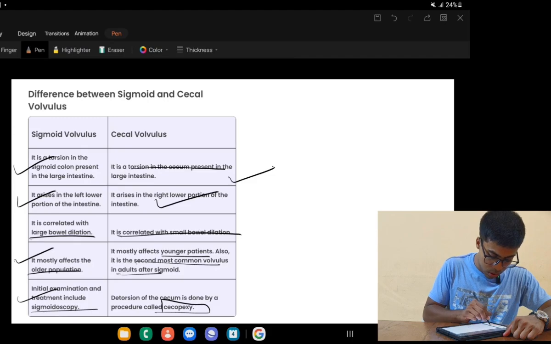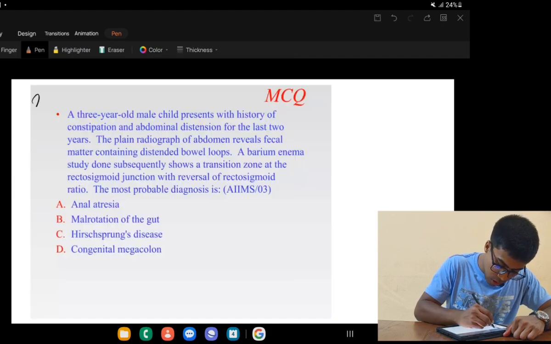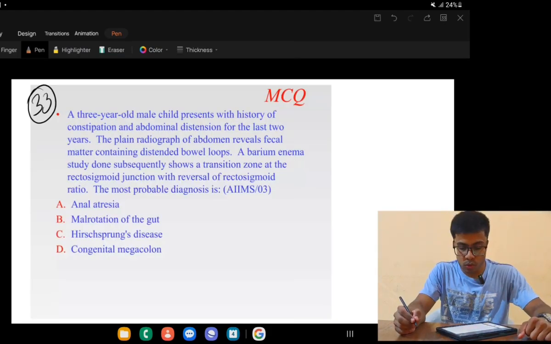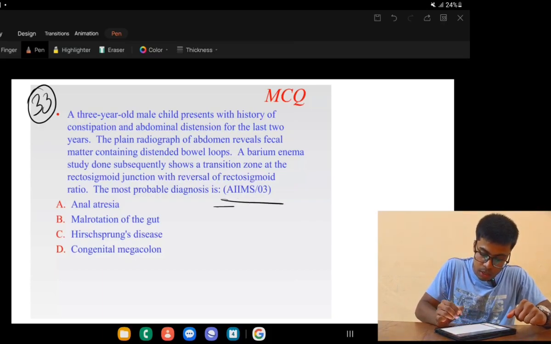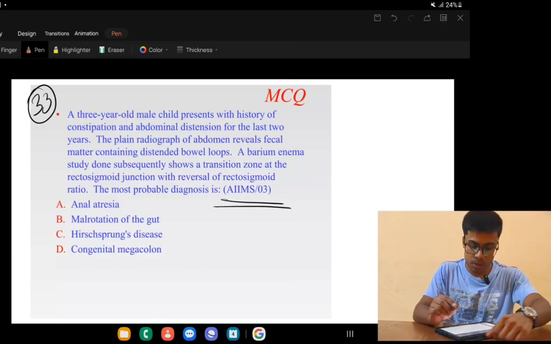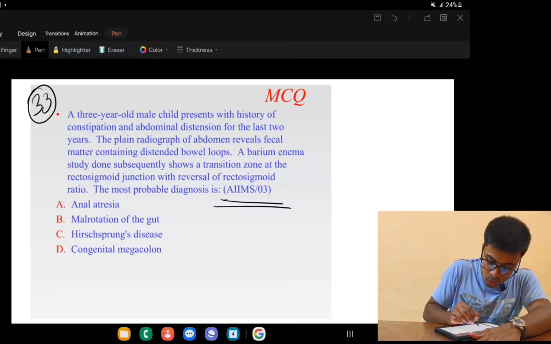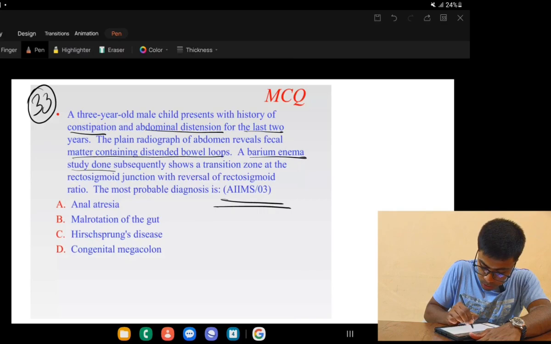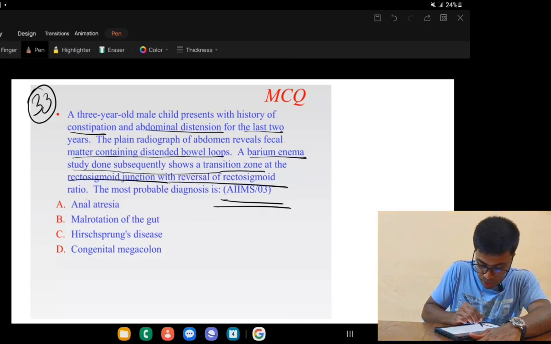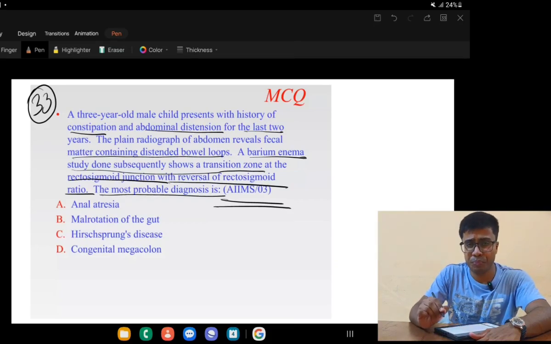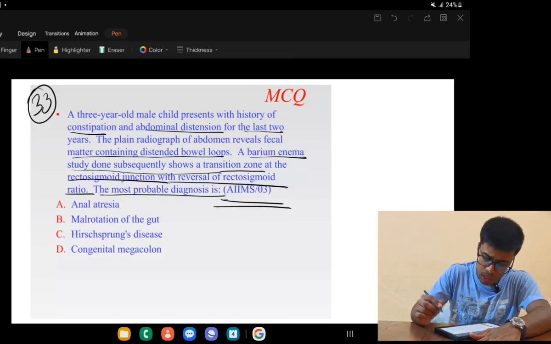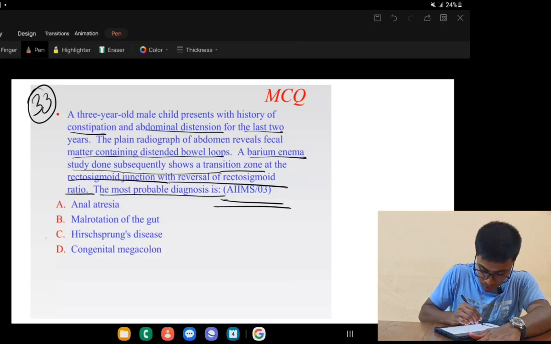Now, coming to the next question, that is question 33. This is an important question. Again, it was asked in AIIMS previous year, it's among the AIIMS previous year MCQs. A 3-year-old male child presents with history of constipation, abdominal distension for last 2 years, plain radiograph abdomen reveals fecal matter containing distended bowel loops, barium enema subsequently shows a transition zone at the rectosigmoid junction with a reversal of rectosigmoid ratio, probable diagnosis. Meconium is not passed, I guess, so it must be Hirschsprung disease.